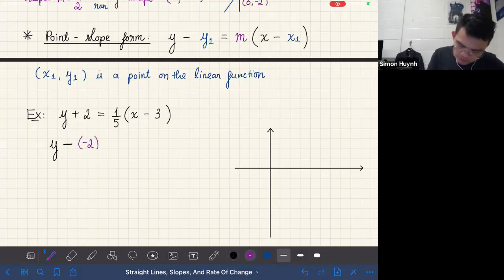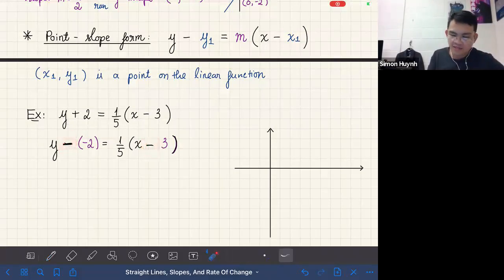-2 equal to 1/5 x minus +3. Why did I do that? Because I want the two negative signs. I want this negative sign and this negative sign, so that it looks more like the equation, the form that we have up there.